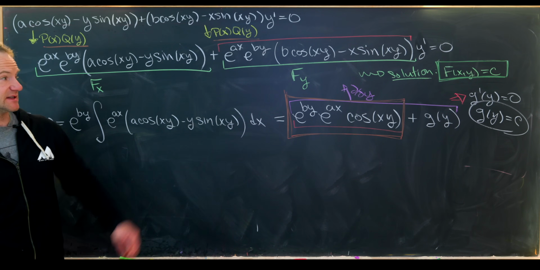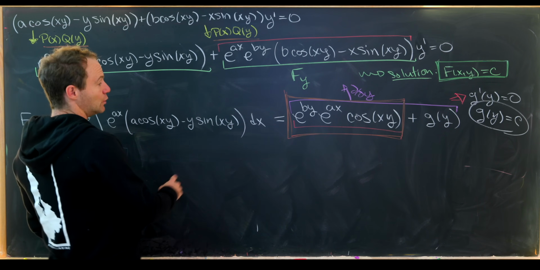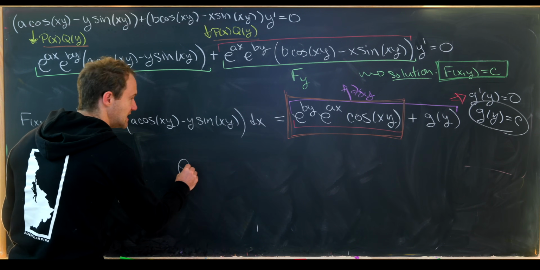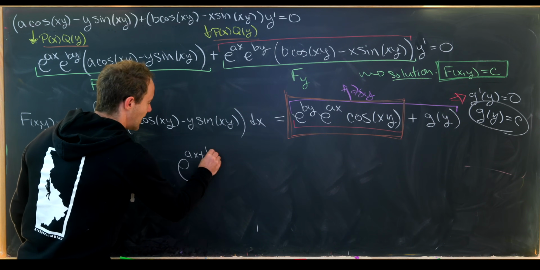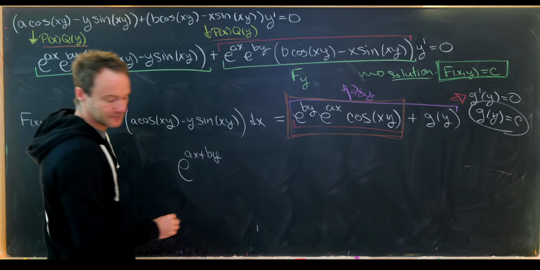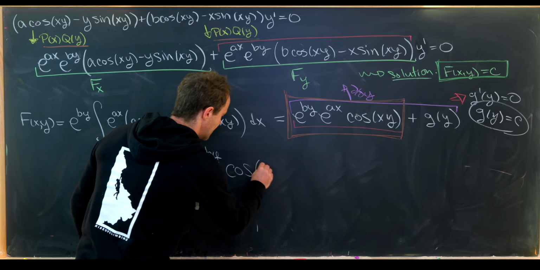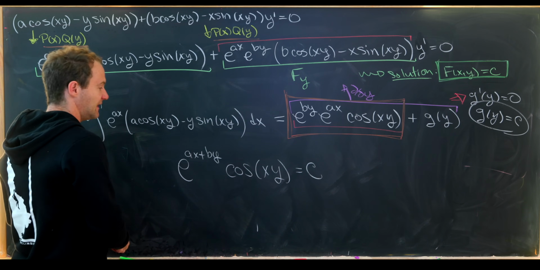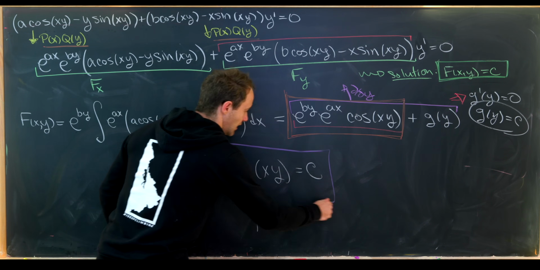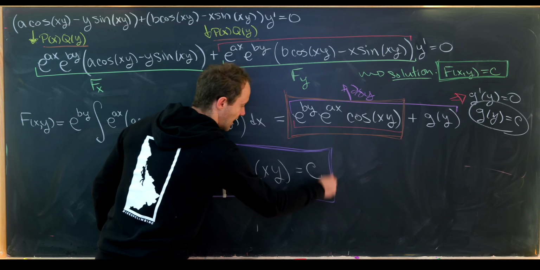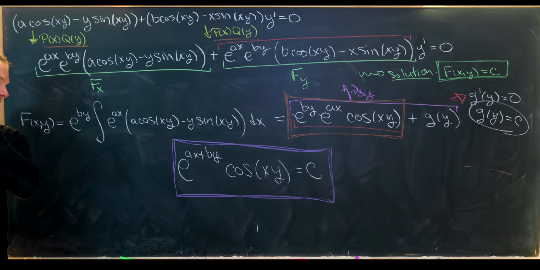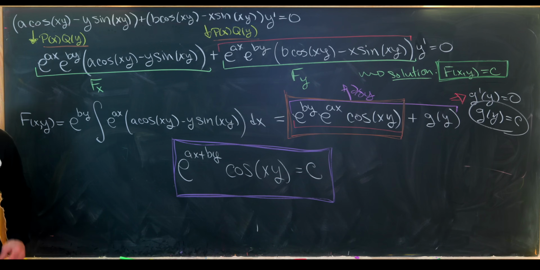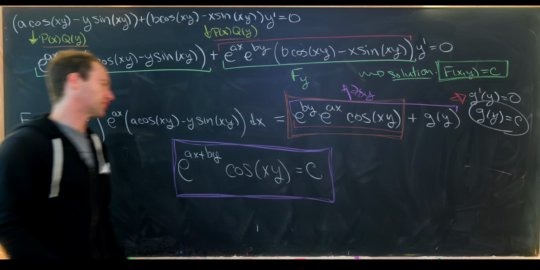So in the end, since that's our capital F, we could rewrite it as e to the ax plus by, pushing those exponentials together, and then we'll have cosine of xy equals a constant. That would be a nice final way to write this as an implicit solution. And you might say, well, can I solve that explicitly? I think you can, but I think maybe it's not super worth it.